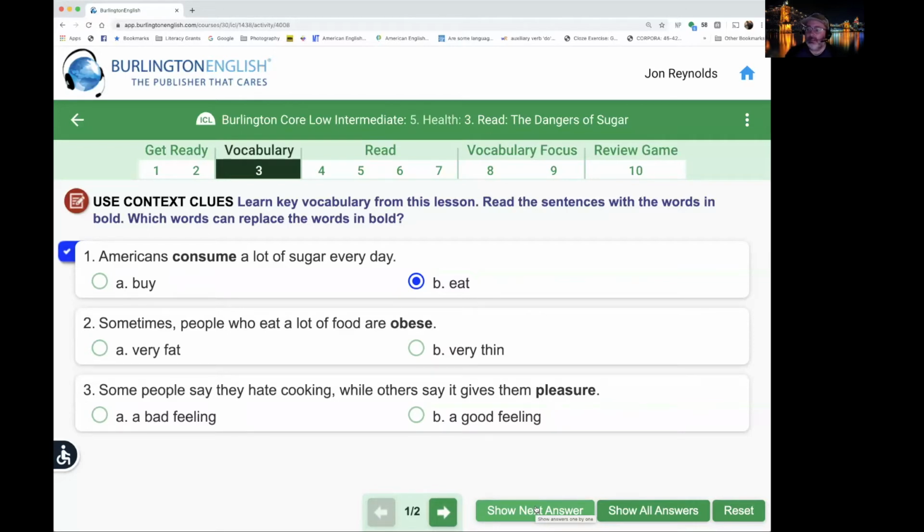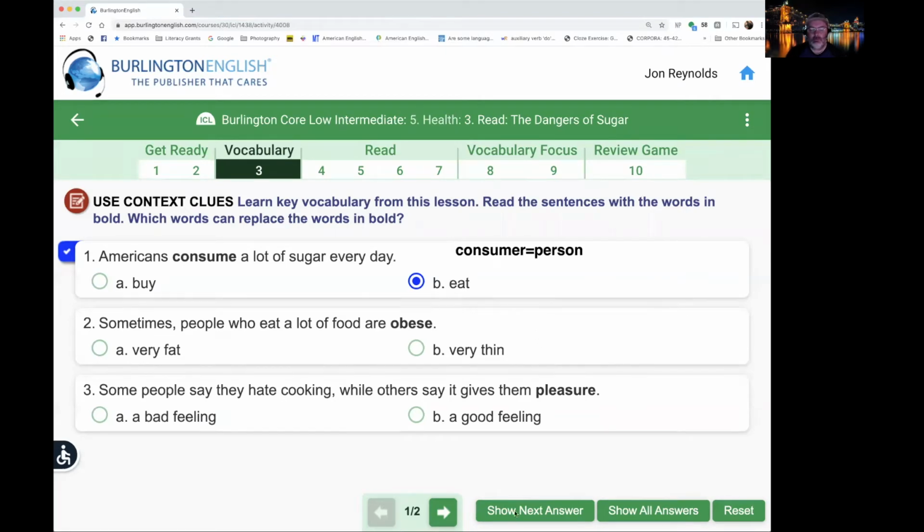Of course, we can consume in other ways too. For example, cars consume gasoline. So in this case, they use gasoline for fuel. But when we talk about consuming for Americans, we usually are talking about eating. So sometimes we refer to people who are eating something as a consumer. So there's one of those word family words that we're talking about. So a consumer is the person who eats or who consumes. Let's try the next word.